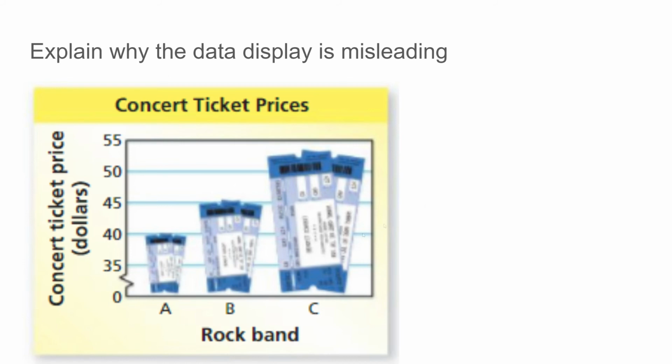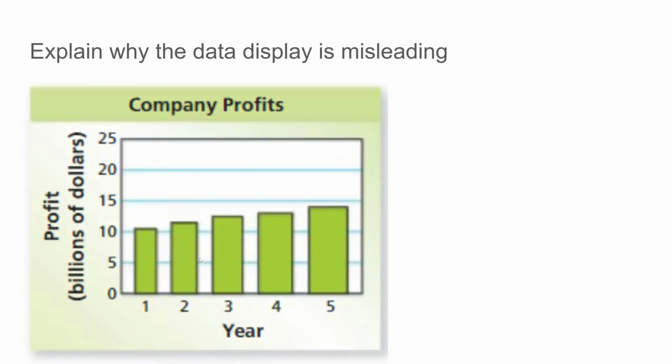But as you can see, the difference between ticket A and ticket C is only about $13. It's because they use such huge symbols that it gave the illusion that ticket C was double the price of ticket A, because it's double the size, but it's not. It's only $13 more. Okay, go ahead and explain why this data display is misleading.